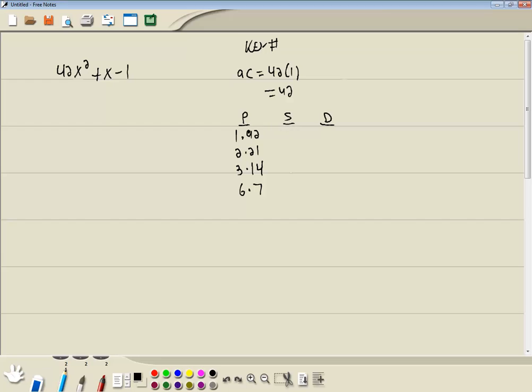The S column, S for sum. We want to add these together. 1 plus 42 is 43, 2 plus 21 is 23, 3 plus 14 is 17, 6 plus 7 is 13.